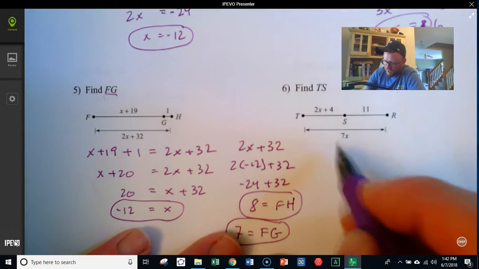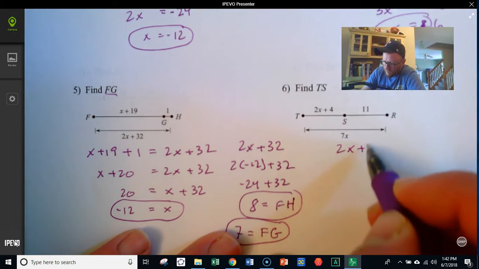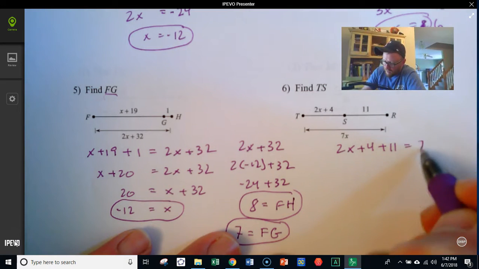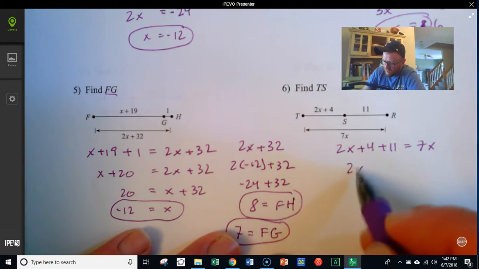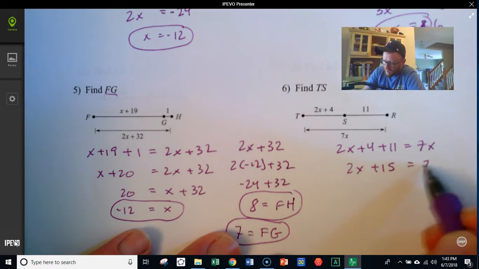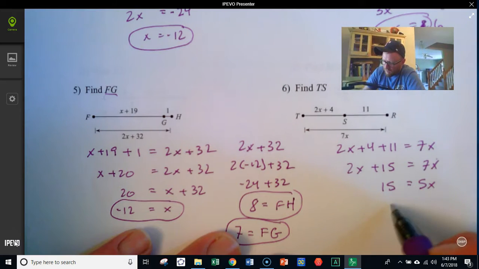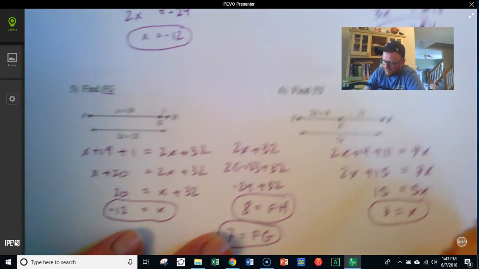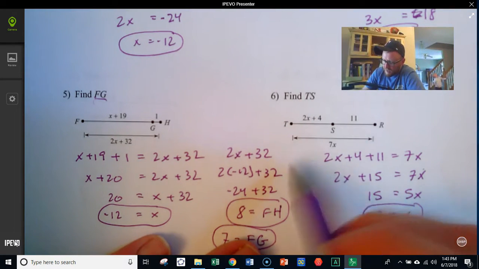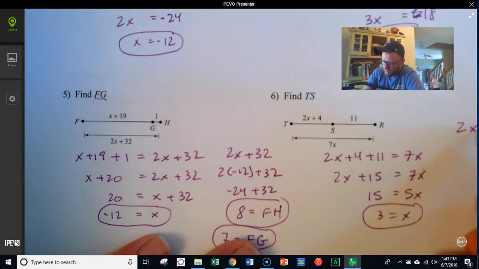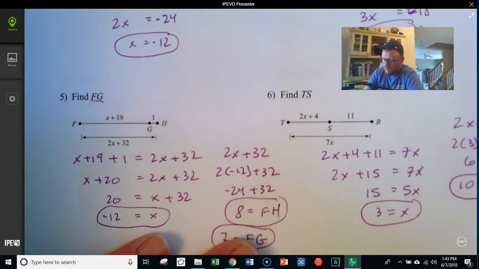Alright, over here we've got 2x plus 4 plus 11 equals 7x. 2x plus 15 equals 7x. 15 equals 5x. 3 equals x. We're trying to find TS. That's 2x plus 4. 2 times 3 plus 4. 6 plus 4. 10 equals TS.